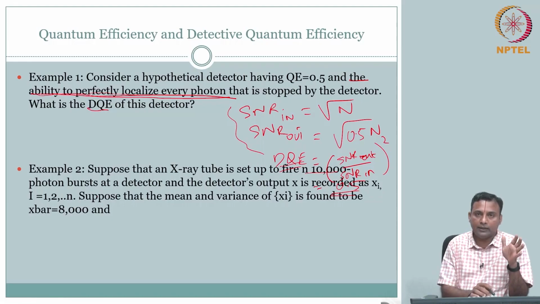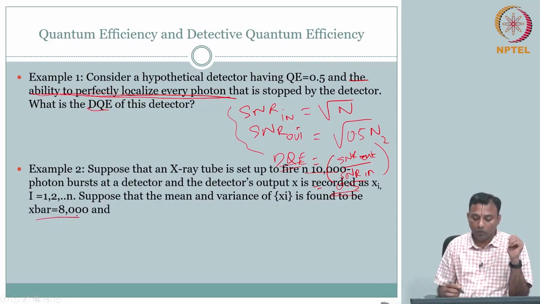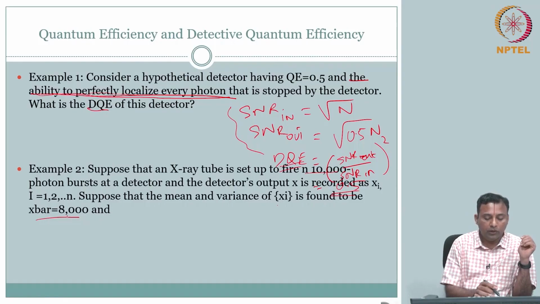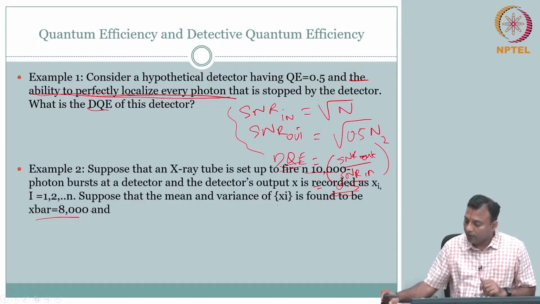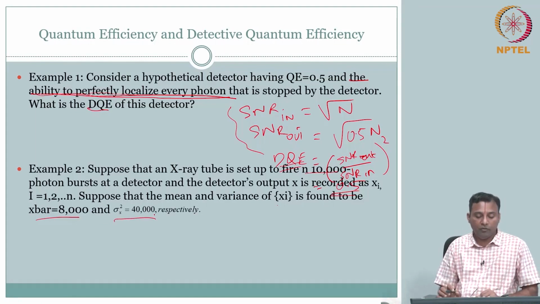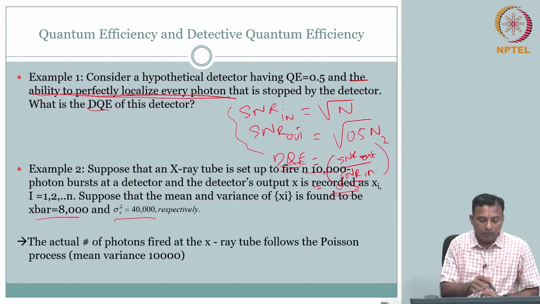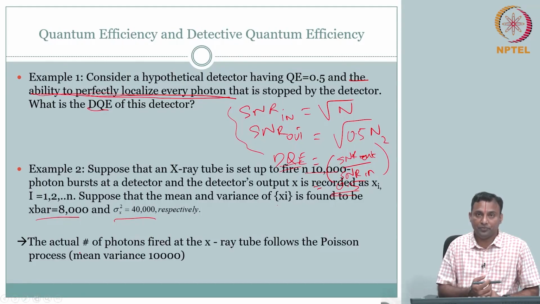Now this measurement X that you have measured, the output, has a mean and variance, found to be X bar equal to 8,000 and your variance to be 40,000. Now the question is, same thing, how do you calculate the signal to noise ratio?